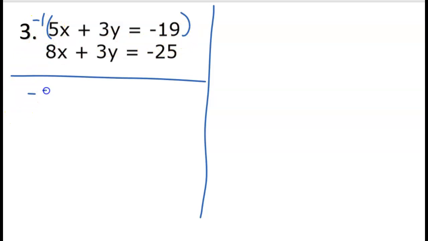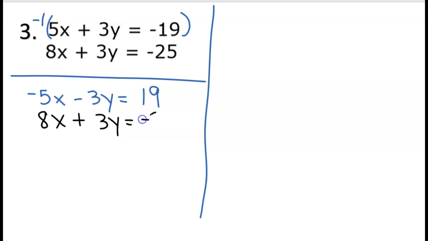This gets multiplied by negative 1. This gets multiplied by negative 1. Don't forget, this gets multiplied by negative 1 also. Negative 1, negative 1, negative 1. Everything got multiplied by negative 1. Bring down this equation. I didn't do anything to it, just rewrite it. And add up the columns.